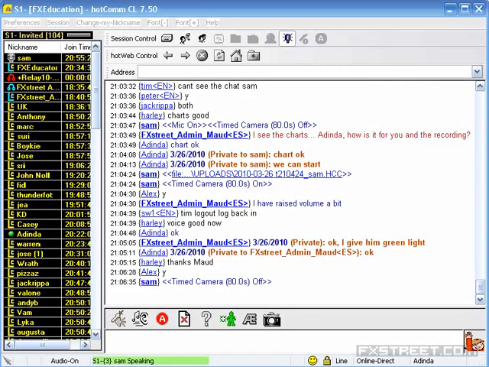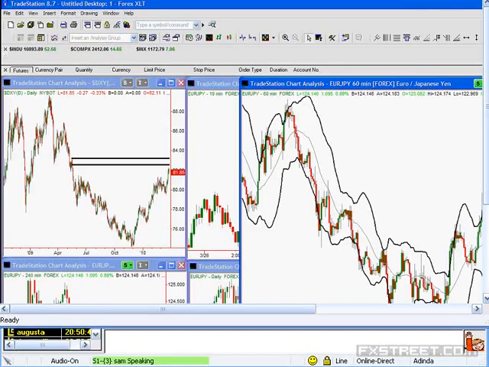Let me start with this Euro-Yen. We could start with this one right here. Now, for those that have been here for quite a while, you see some very familiar names when we look at this potential turning point to the downside, right?